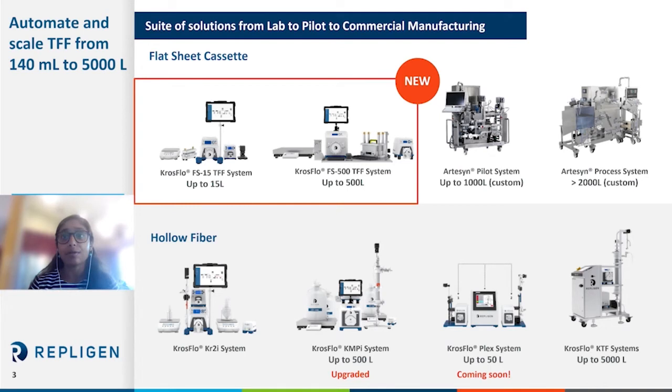At Repligen, we are developing a family of TFF systems that can support different hollow fiber and flat sheet applications at the lab, the pilot, and manufacturing scales. Our systems utilize different pump mechanisms from peristaltic to maglev and now QuatraFlow to support a variety of different applications. The FS15 and FS500 are the newest to the family. Across all systems, we have incorporated automation because it is key to having an efficient and robust process.